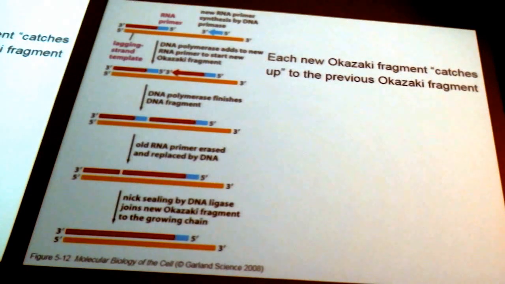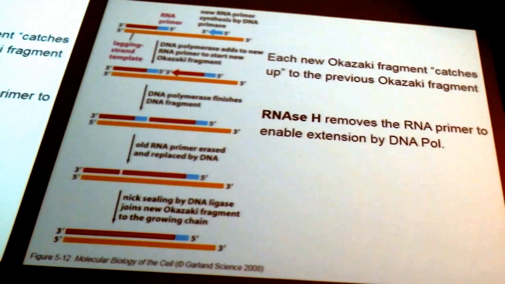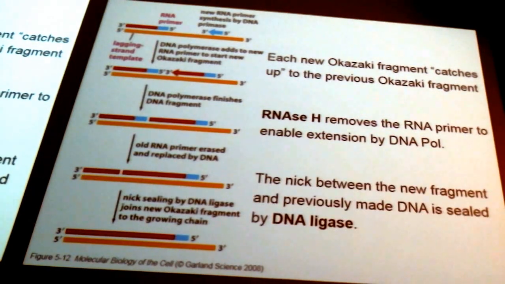So what I told you is again written in the slide as such. Each Okazaki fragment catches up to the one that's ahead. RNase H removes the RNA primer, and then the nick between the two strands gets sealed by a DNA ligase. So if I were to ask you how does lagging strand get synthesized, these are the things that you might want to remember.